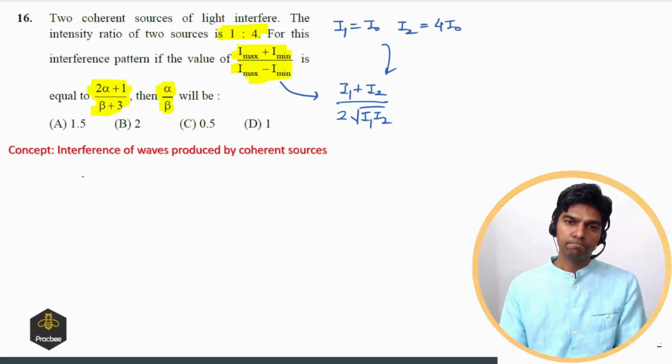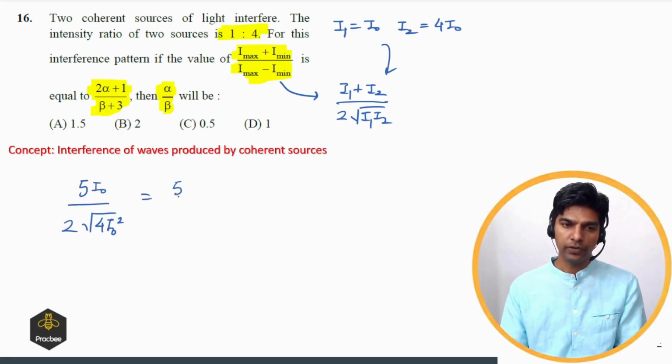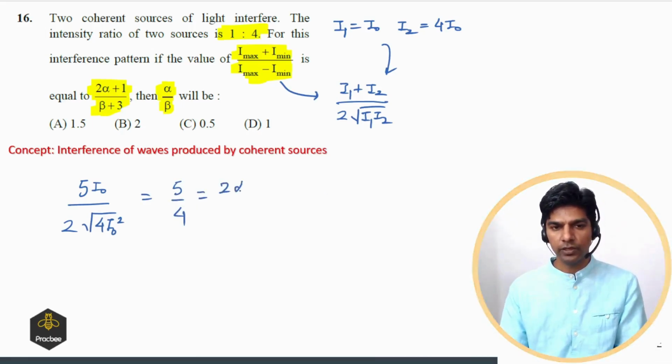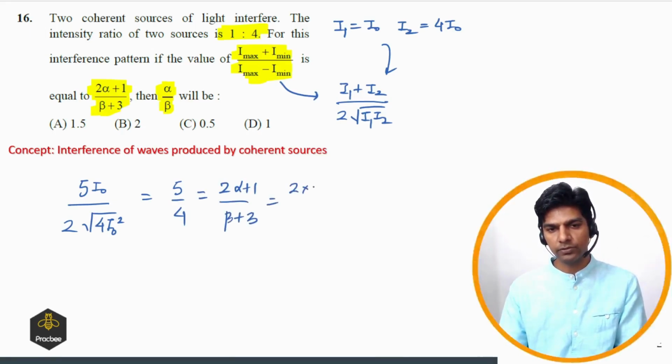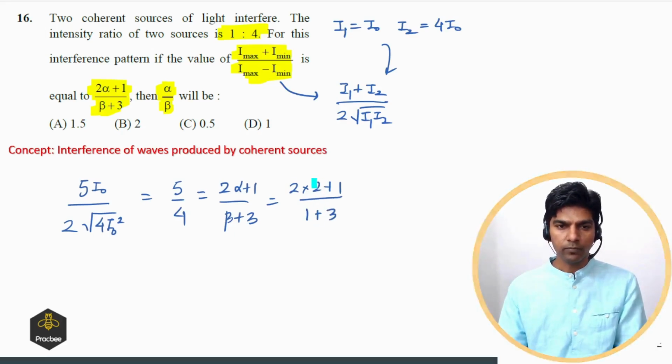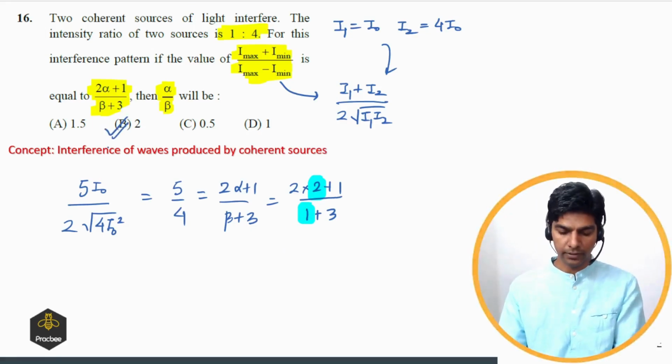So it will be 5 I naught divided by 2 times root 4 I naught square, which will be 5 by 4. So this comes out to be 5 by 4, and it is given as 2 alpha plus 1 upon beta plus 3. So we can write 5 as 2 times 2 plus 1, and 4 can be written as 1 plus 3. So we can say alpha is 2 and beta is 1. So what is the ratio? So ratio of 2 and 1 will be 2. So option B is the right answer.